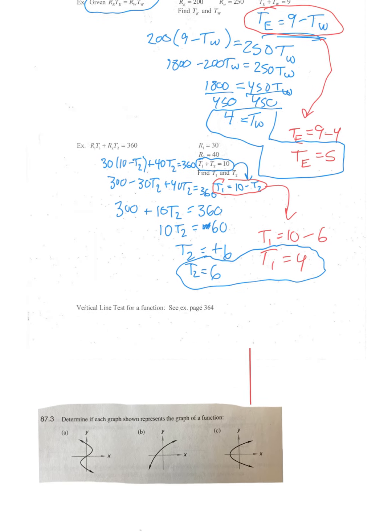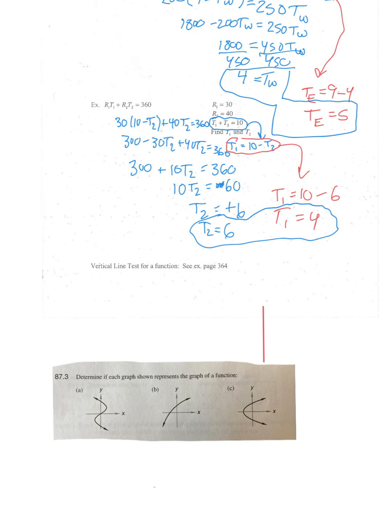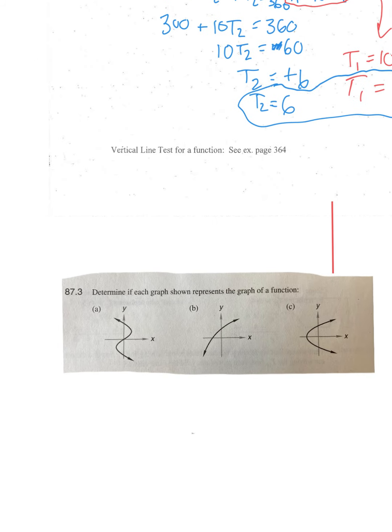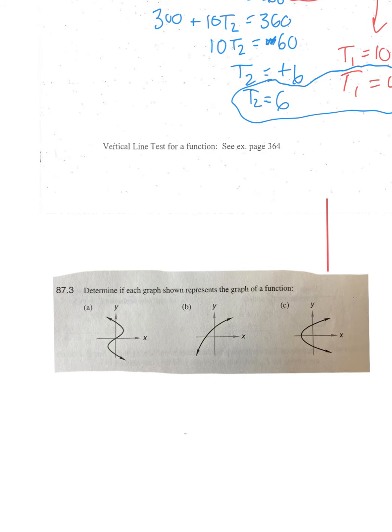The second part is going to be doing something called a vertical line test to determine whether a graph is a function or not, represents a function or not. So if you go to page 364 in your textbook, you'll notice that there's a page that looks like what I have right here. I took that right out. And there's 3 different graphs here.